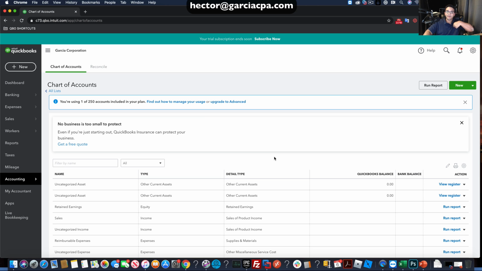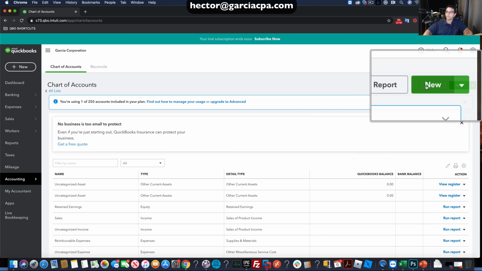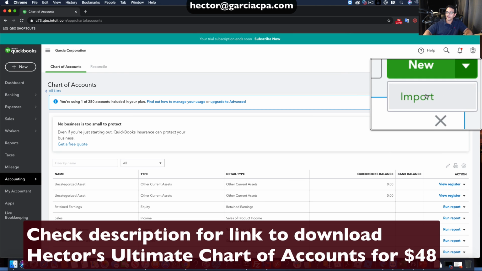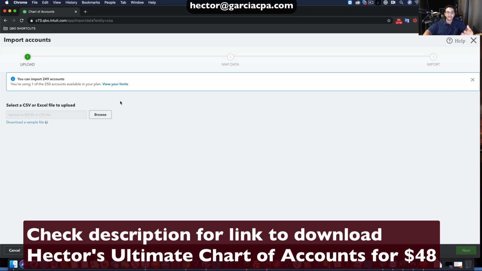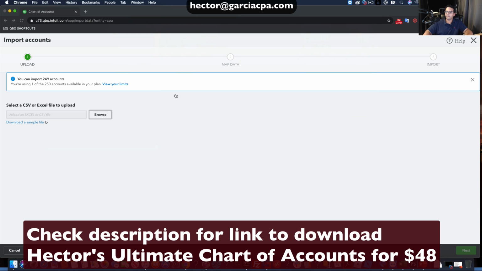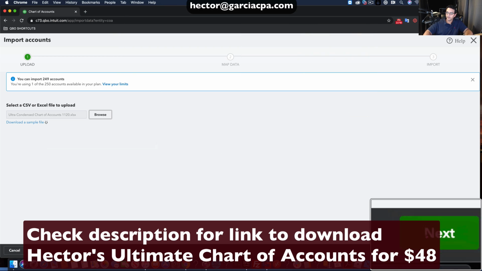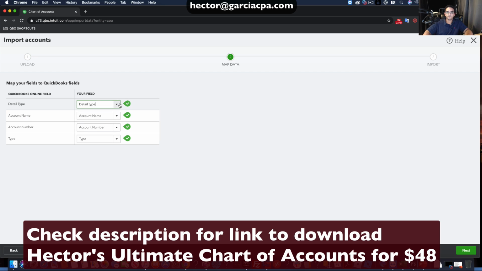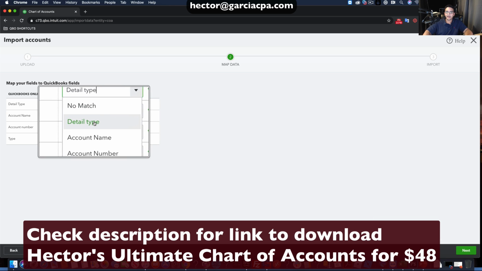So now I'm to the point where I got sort of the most blank chart of accounts as possible, and I'm going to import my chart of accounts that I have in my Excel spreadsheet, which is this guy over here. So I'm going to go ahead and import it. Under where it says new, I'm going to click on the little triangle and then click import. That's going to allow me to import the chart of accounts. I'll click on browse to select my spreadsheet, which is right here on my desktop, and click on open, and then click on next.